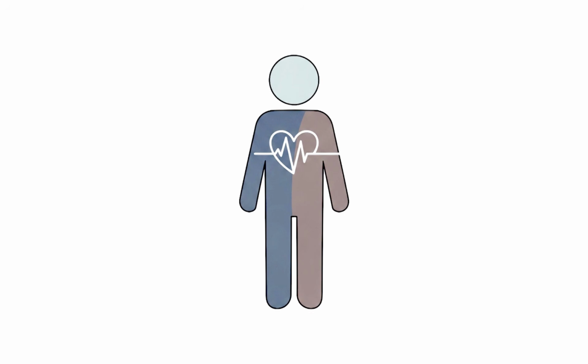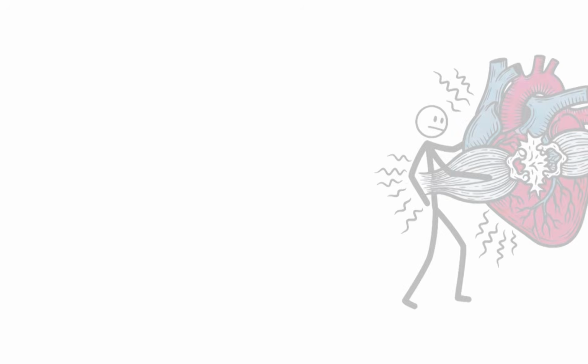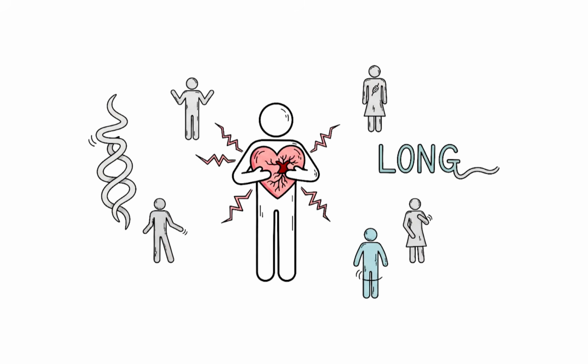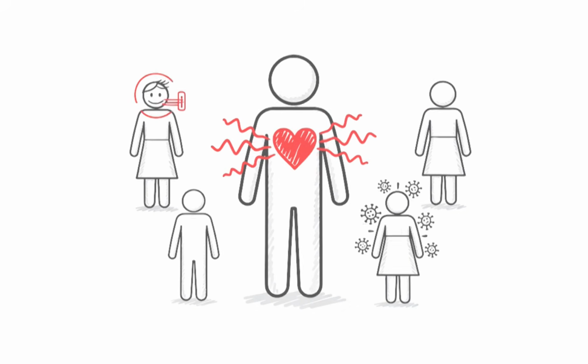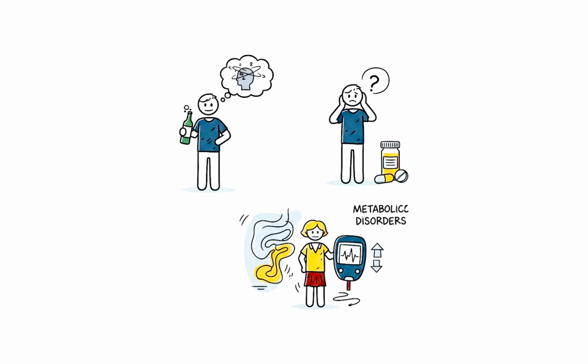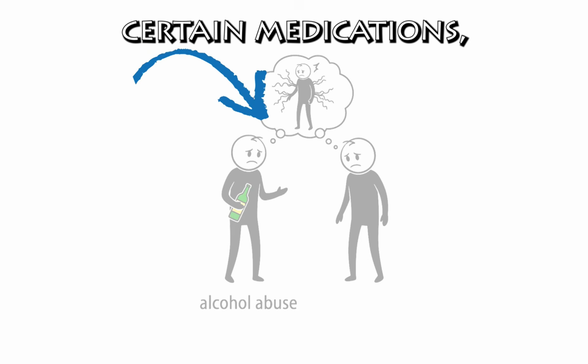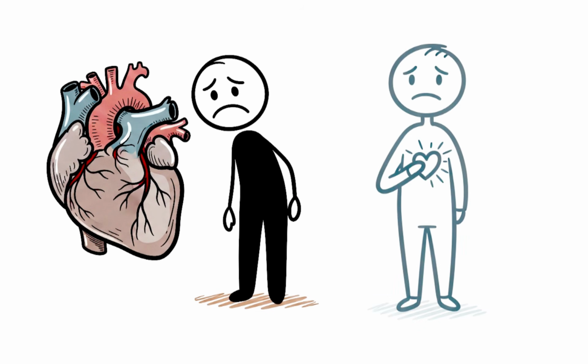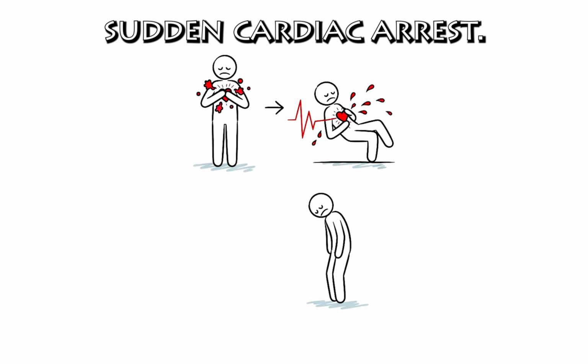Abnormal heart rhythms are also common because damaged muscle disrupts the heart's electrical system. Cardiomyopathy can be caused by genetic mutations, long-term high blood pressure, heart attacks, viral infections, alcohol abuse, certain medications, and metabolic disorders. Over time, the condition can lead to heart failure, blood clots, or sudden cardiac arrest.